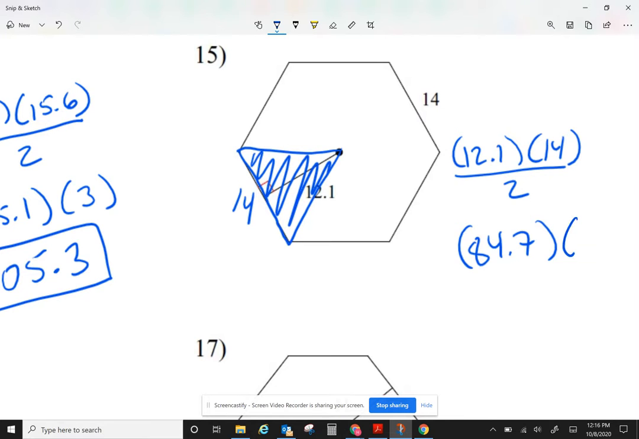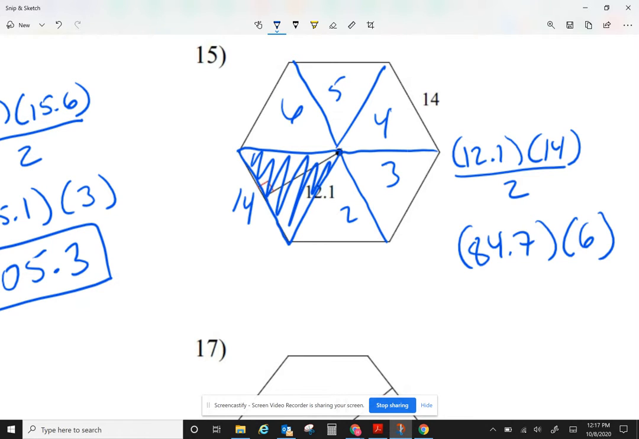Now I'm going to multiply this by 6, because there are 6 triangles here. There's my second triangle, my third, my fourth, my fifth, and my sixth. I knew there were 6 triangles because the polygon had 6 sides to begin with. So 84.7 times 6 is going to give me 508.2. If my answer has more than one decimal place, don't forget to round it to only one decimal place. We talked about rounding already.